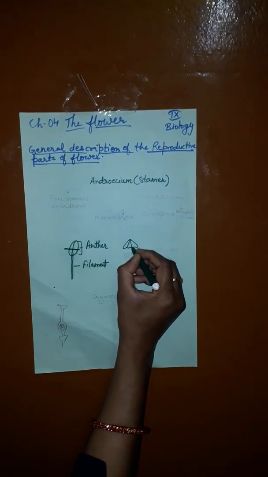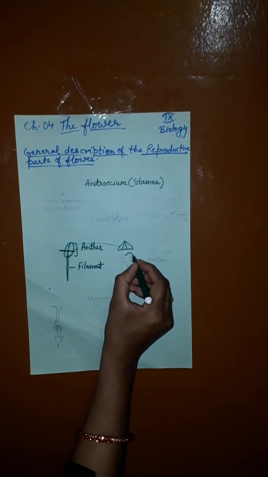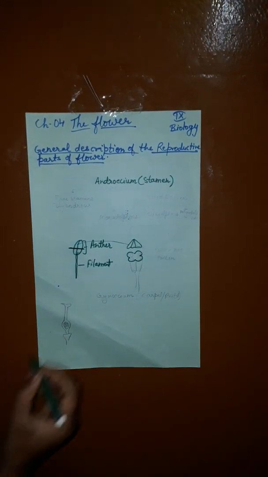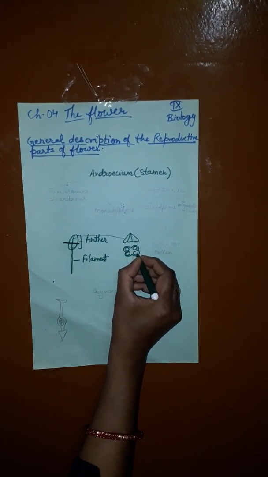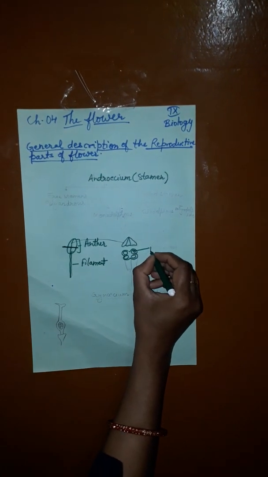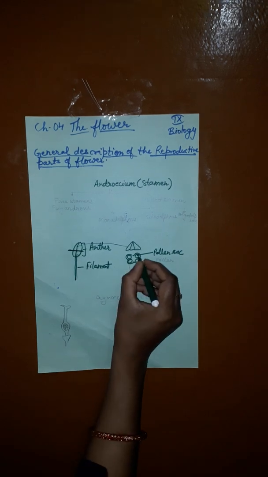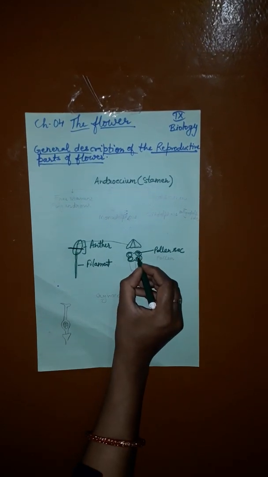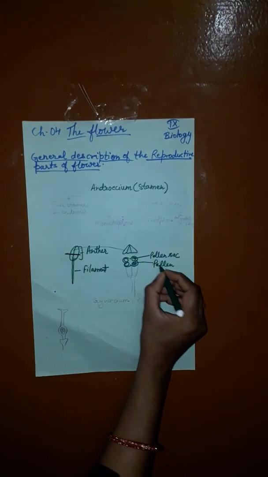This is the upper cap-like structure, and this is the lower part. This is the TS of anther. These sac-like structures are called pollen sacs. And inside the pollen sac, small round structures are present that are called pollen grains.